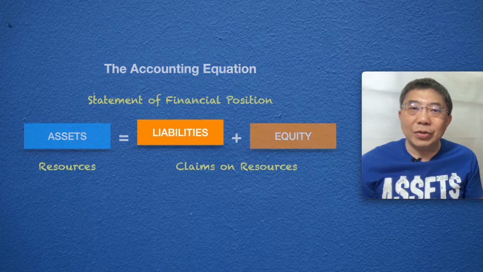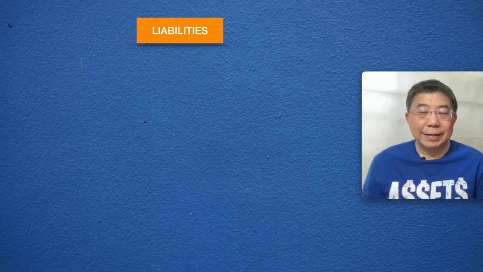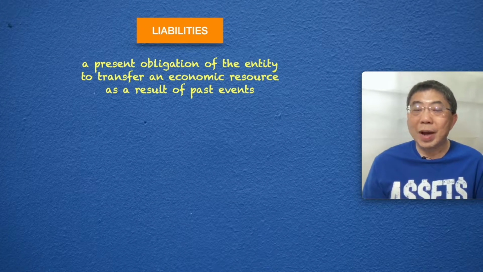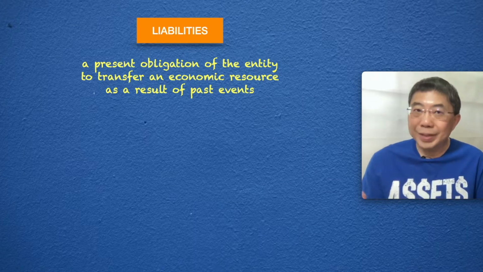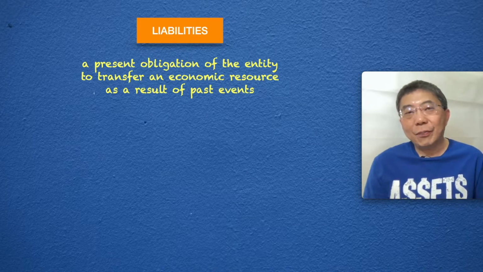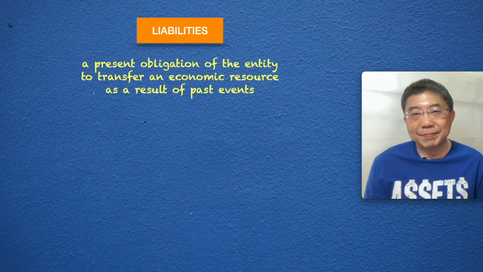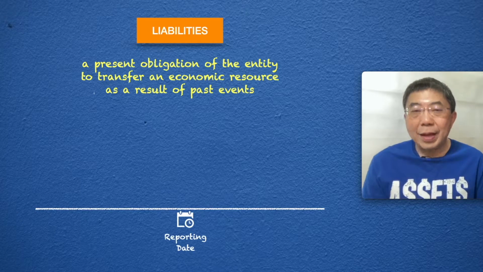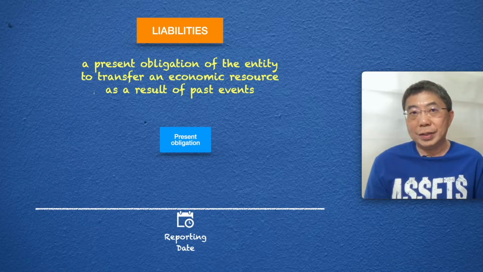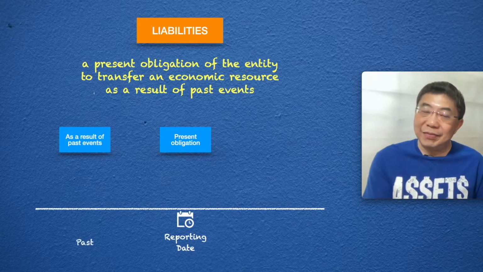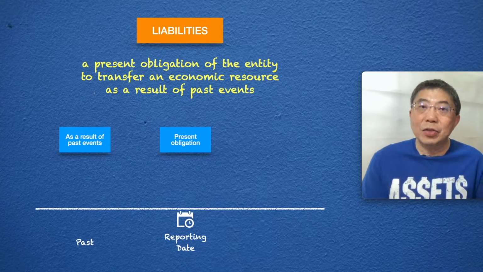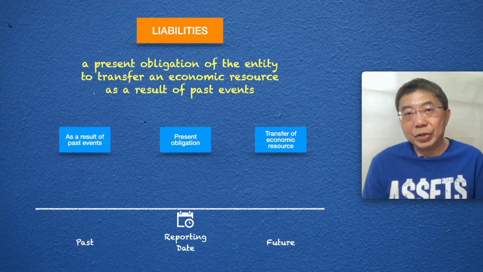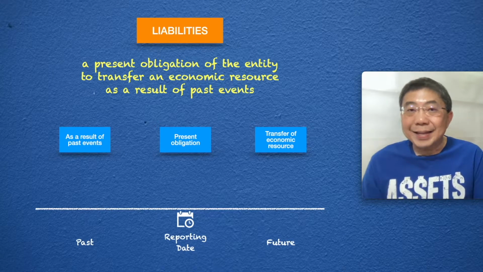Now let's focus on liabilities. Liabilities are defined as a present obligation of the business to transfer economic resources to another party as a result of past transactions or past events. So a liability exists at the reporting date if there is a present obligation arising from past events or past transactions, and this present obligation requires the business to transfer economic resources to another party at a specific date in the future.